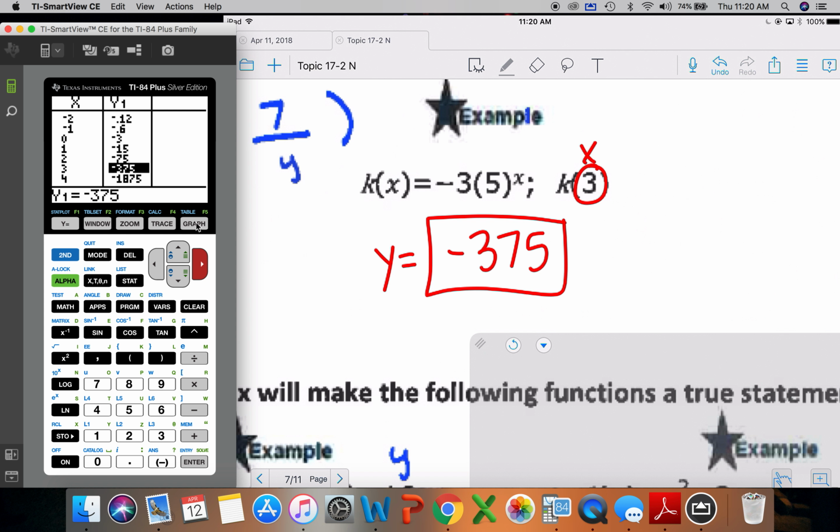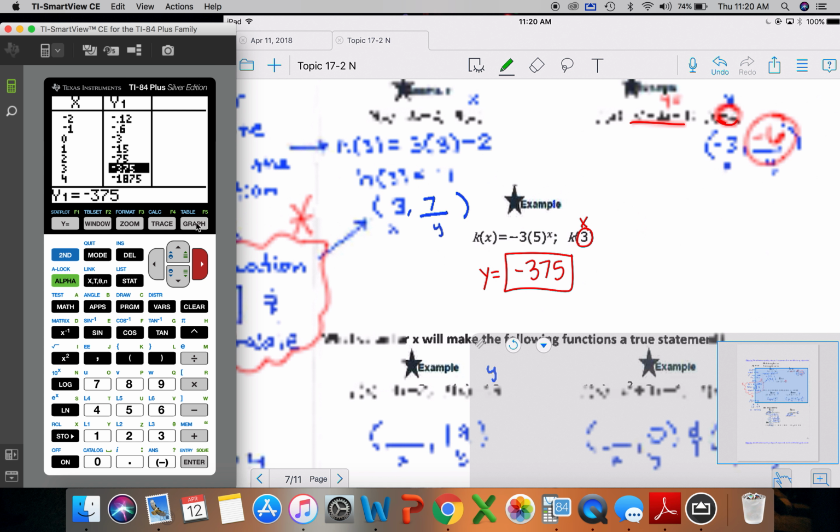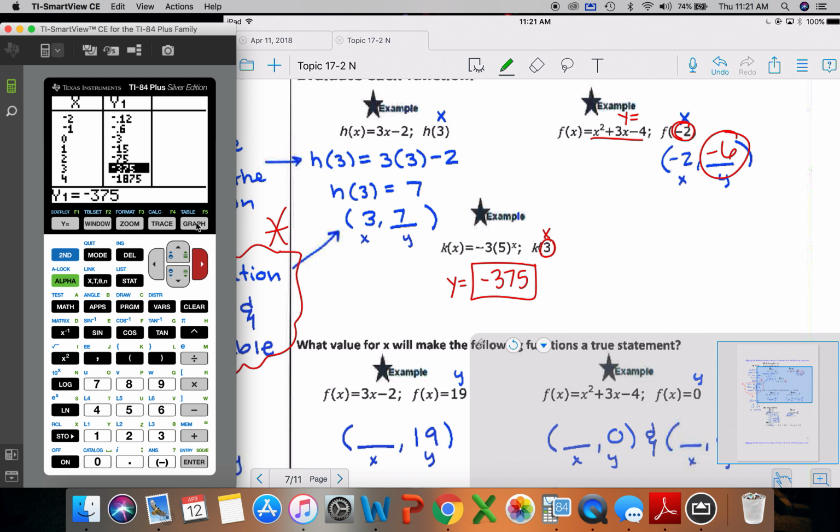So on these top 3, you're given an equation and you're given an x, so you use x to go find y. All you need to do is put those equations or those functions exactly like you see them into y equals and use your table. Let the calculator do the hard work for you.